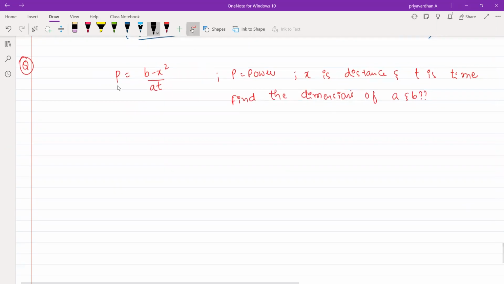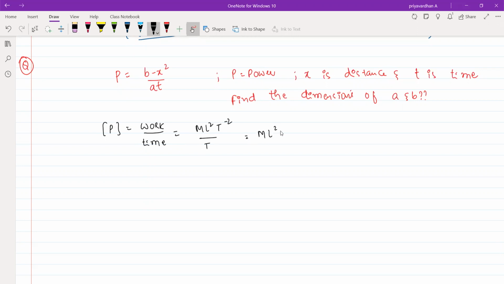They have given this as power. Power can be equated with power only, so this whole set is nothing but power. How can I take the dimension formula? Usually the formula is work done divided by time taken, isn't it? Work done divided by time taken. So work is M L square t power minus 2, and time you can take as t. So the dimension formula is M L square t power minus 3, you can take it directly.